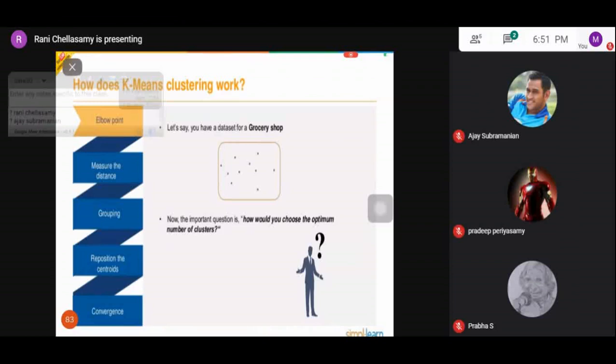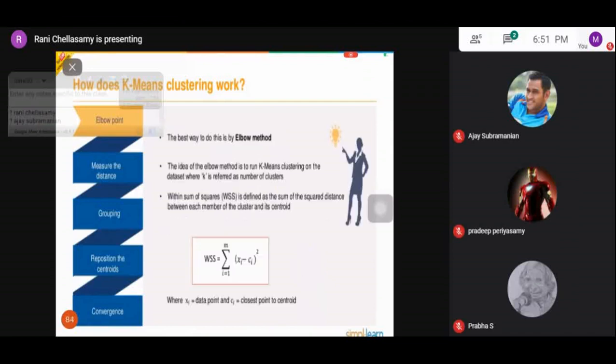Let's say you have a data set for a grocery shop. How do you choose the optimum number of clusters? The best way to choose the number of clusters is the elbow method. The idea of the elbow method is to run k-means clustering on the data set where k refers to the number of clusters. So how do you find the number of clusters?